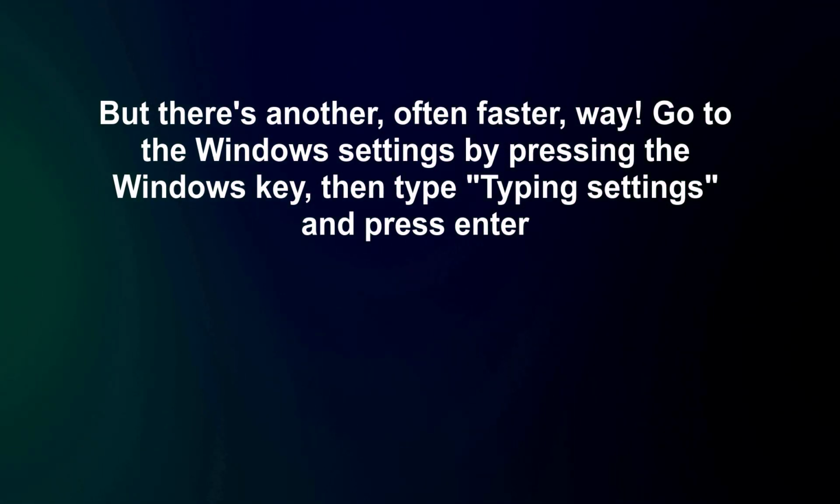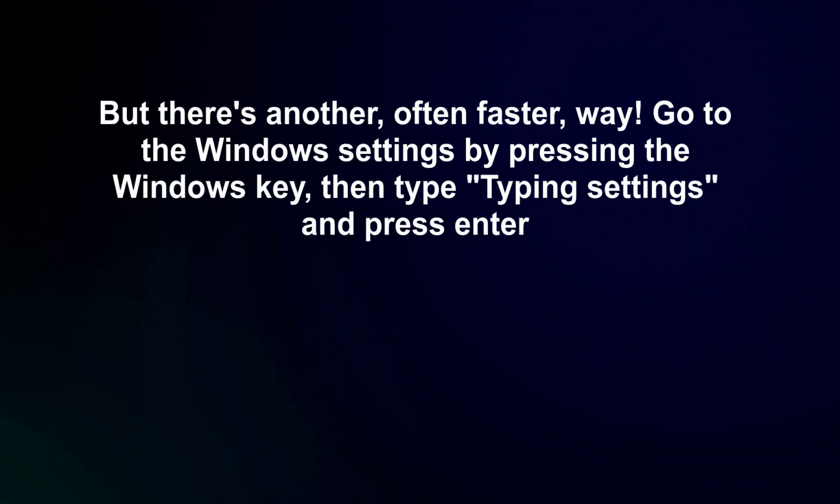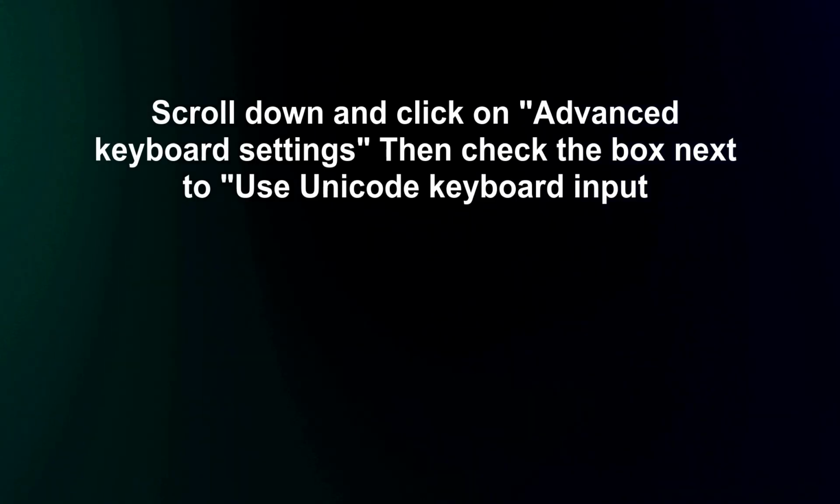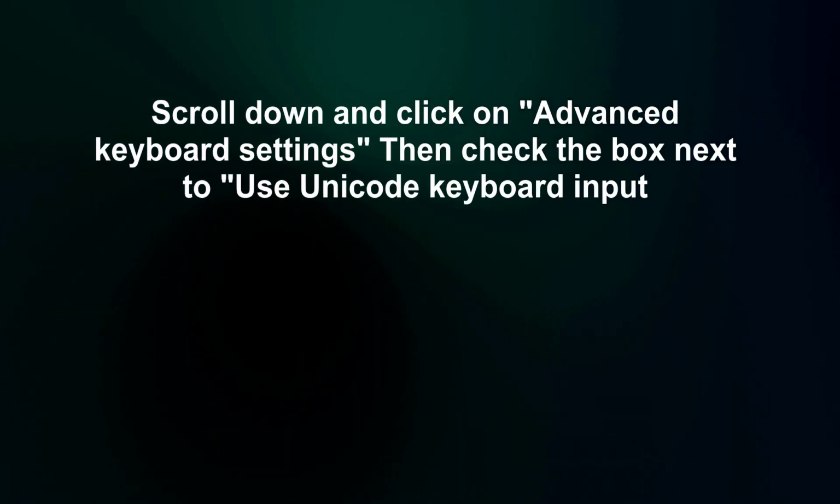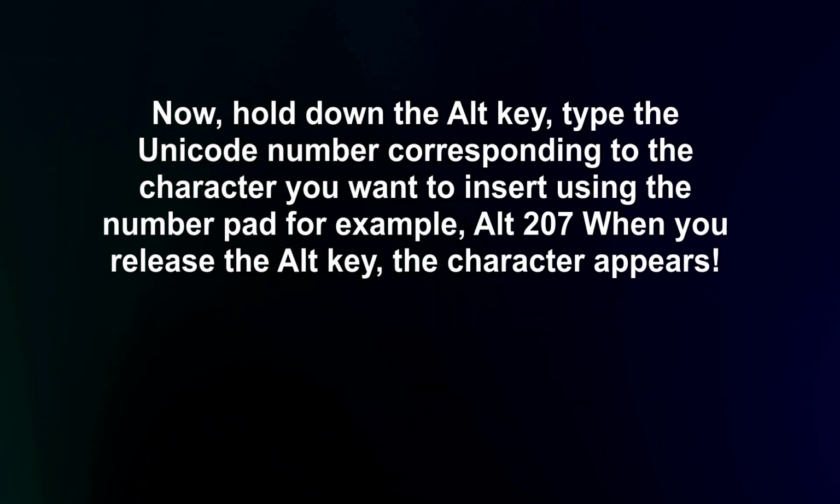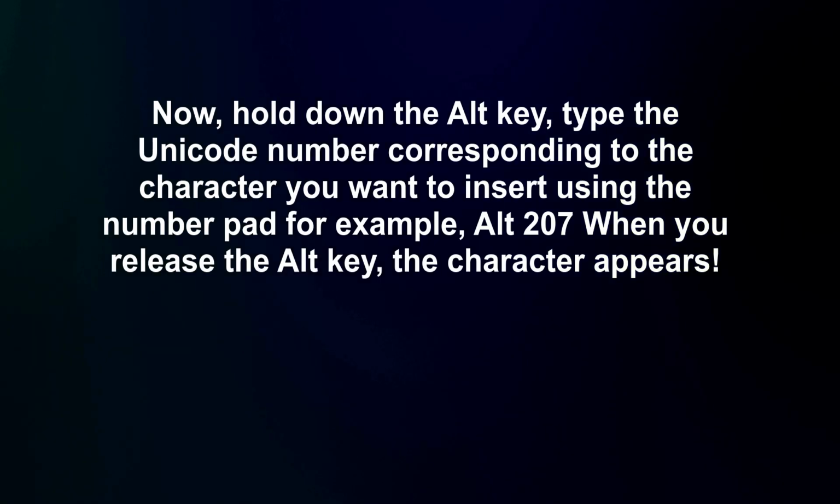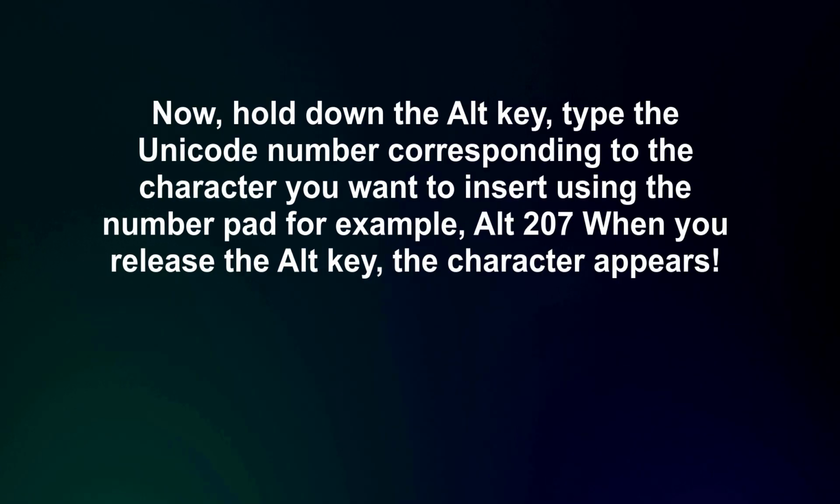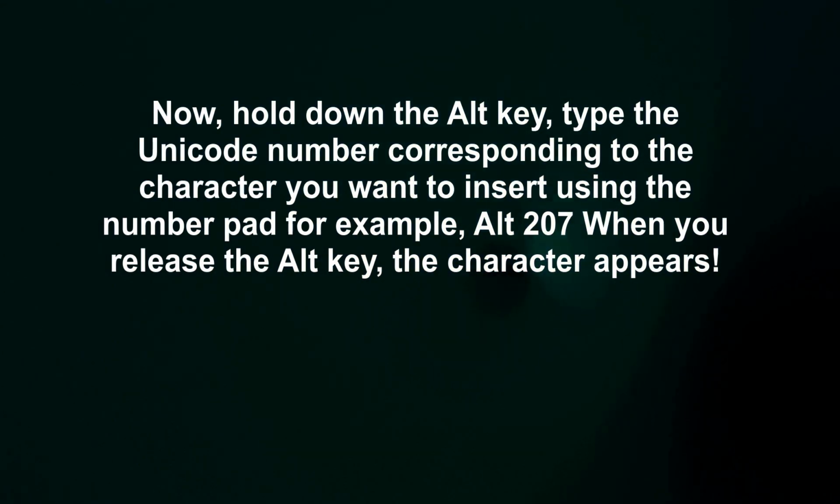Go to the Windows settings by pressing the Windows key, then type typing settings and press enter. Scroll down and click on advanced keyboard settings, then check the box next to use Unicode keyboard input. Now, hold down the Alt key, type the Unicode number corresponding to the character you want to insert using the number pad, for example, Alt 207. When you release the Alt key, the character appears.